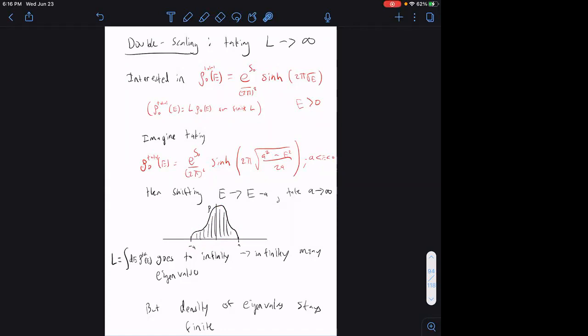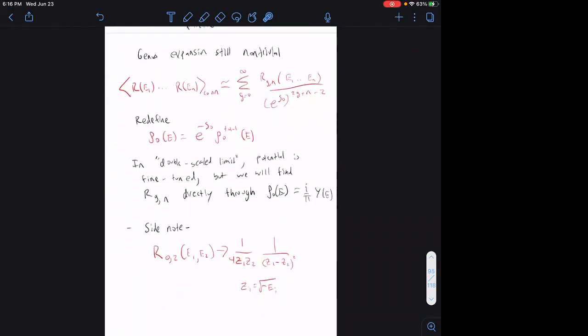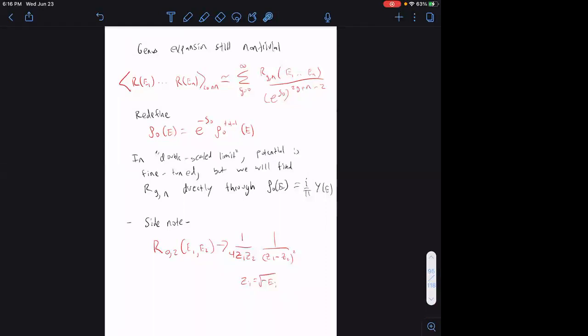But if we take this density of states and shift E so that the edge is at 0, and then take A to infinity, the right edge of the spectrum will go off to infinity, and the density of states will approach this JT gravity formula. So in this limit, there will be an infinite number of eigenvalues, but the density of states at a fixed energy stays finite. That's okay, because what we've been talking about is this 1 over L expansion for these matrix integrals. And you might think, okay, in this case, we're taking the L goes to infinity limit, so that expansion should become trivial.